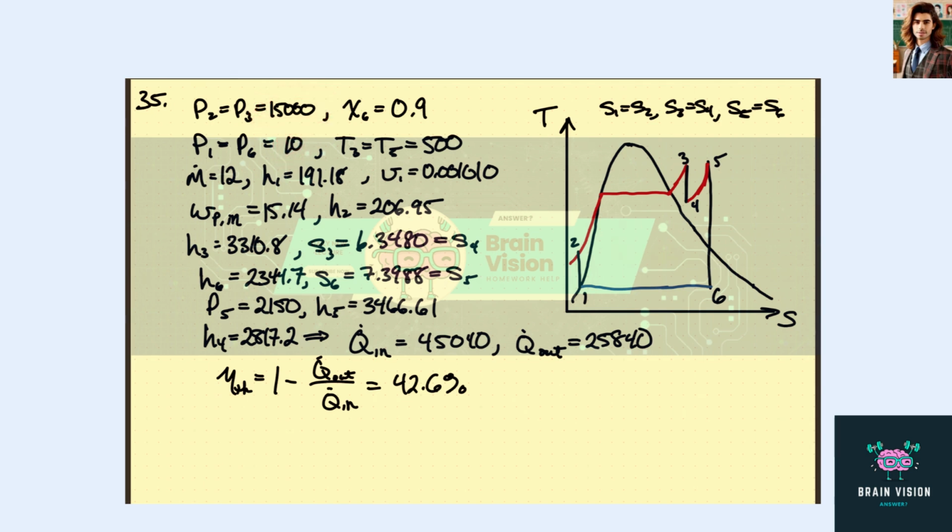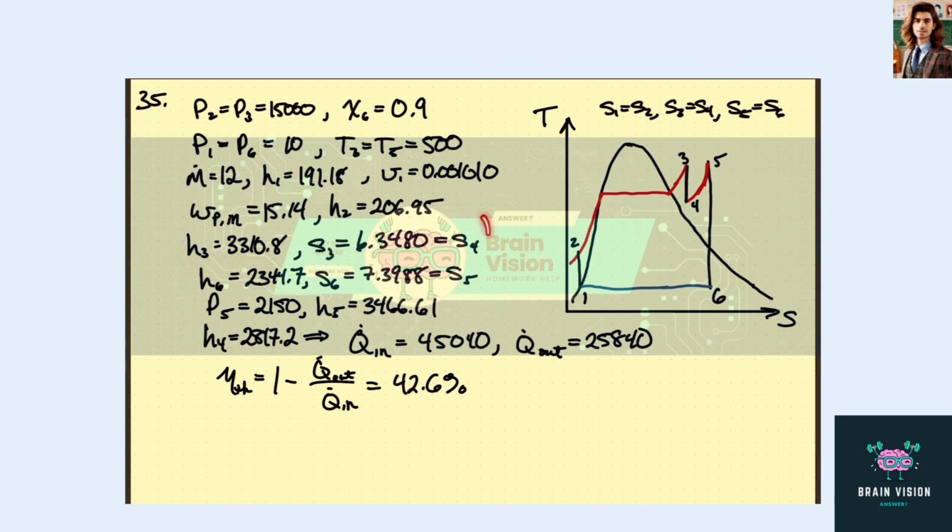We can then get the work that the pump did in increasing the pressure from 10 kilopascals to 15 megapascals. This is a lot of work per kilogram of fluid, and that's 15.14 kilojoules per kilogram of fluid flowing through the pump. Then we can add this and this to get the enthalpy at 2, so we pump up the pressure. At 3, we have pressure and temperature, so we can get enthalpy and entropy.